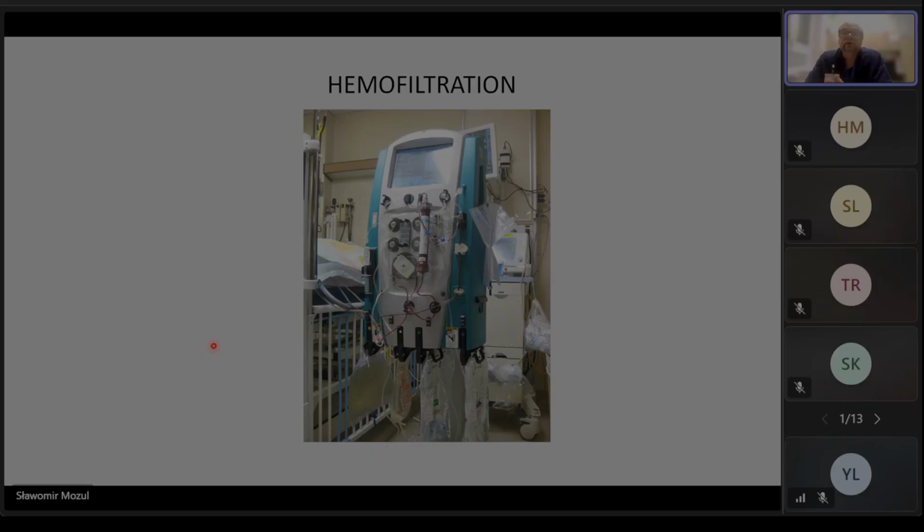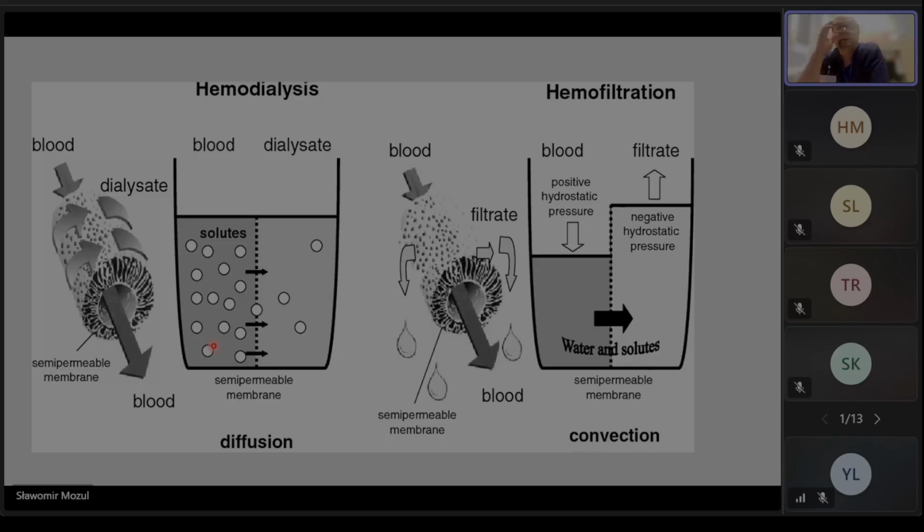Solute removal occurs through convective transport. This method is used in intensive care units for very, very ill, critically ill patients. And in this picture, you can see two filters, one for hemodialysis and the second one for hemofiltration.